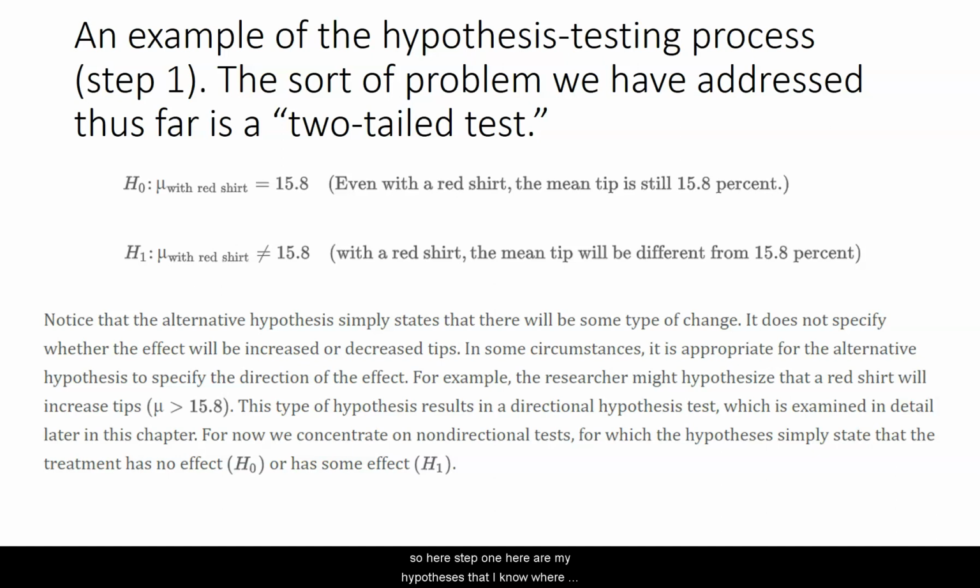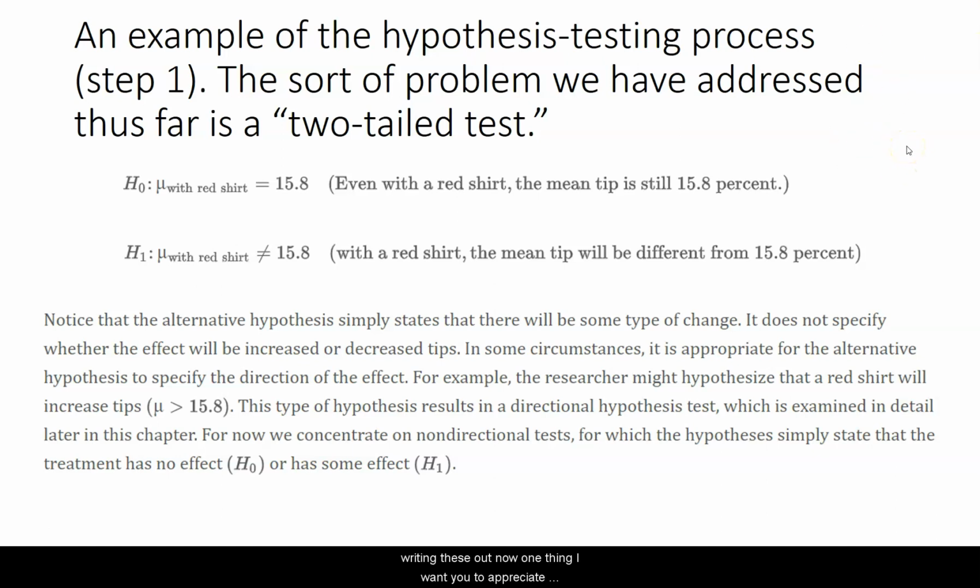So here's step one. Here are my hypotheses that I know are two-tailed. And you can see I've got that in the header there. The sort of problem we have addressed thus far is two-tailed. The null says that it doesn't make any difference at all. The alternate says that it's going to change it somehow. Wearing a red shirt could actually reduce tips, might increase it, who knows, but there's going to be some kind of change. Now notice that the alternative hypothesis simply states that there's going to be some kind of change. It doesn't specify which direction. So later, we will have a one-tailed hypothesis test, and we'll get into the nuts and bolts of that, which isn't terribly prohibitive. So we'll describe it later, as they say. So here's step one, writing these out.